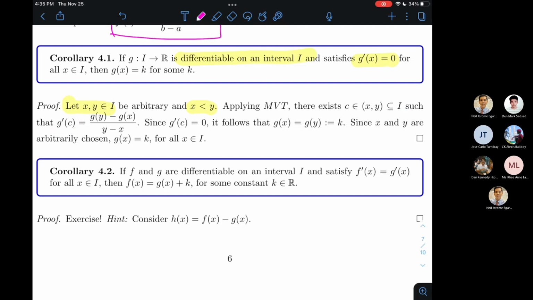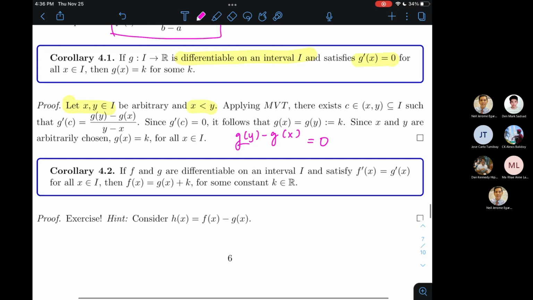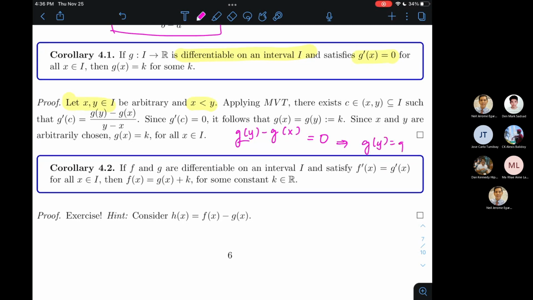So if g prime of c is equal to 0, then we'll have g of y minus g of x all over y minus x is equal to 0. Multiply both sides by y minus x will give us g of y minus g of x equals 0, or that means g of y is equal to g of x. All right? So si g of y ay equal kay g of x, pero si x at saka si y ay arbitrary members ng I.